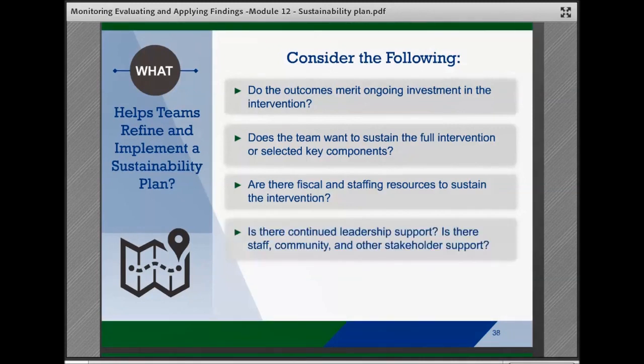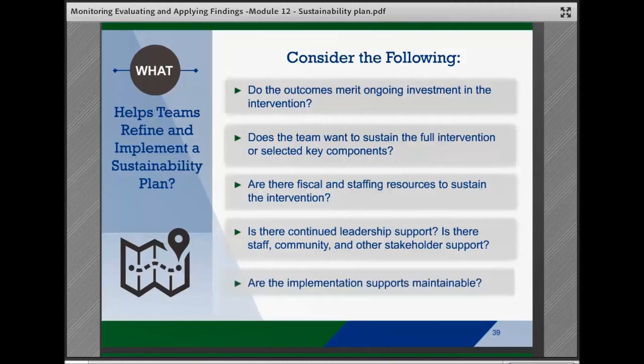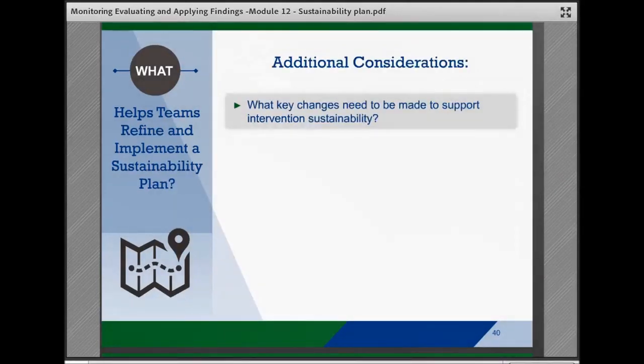Is there continued leadership support? Is there staff, community, and other stakeholder support? How might this impact the team's plan to sustain? Are implementation supports, for example, training, coaching, and data systems, maintainable? Additionally, what key changes need to be made, for example, in policies or procedures, to support intervention sustainability?